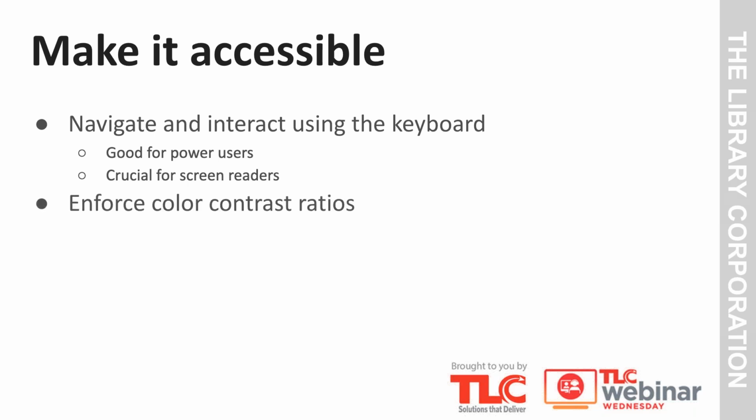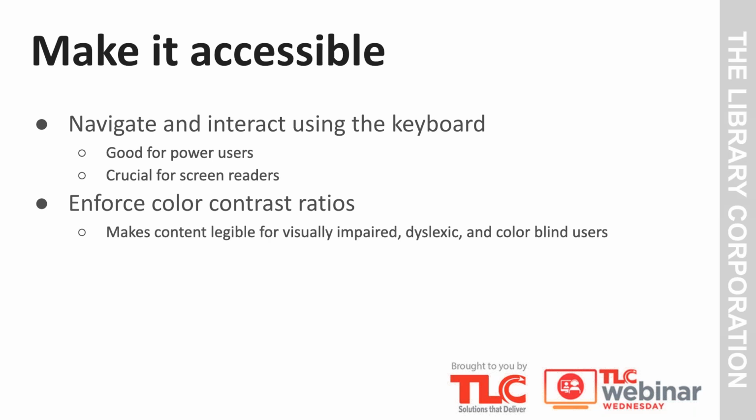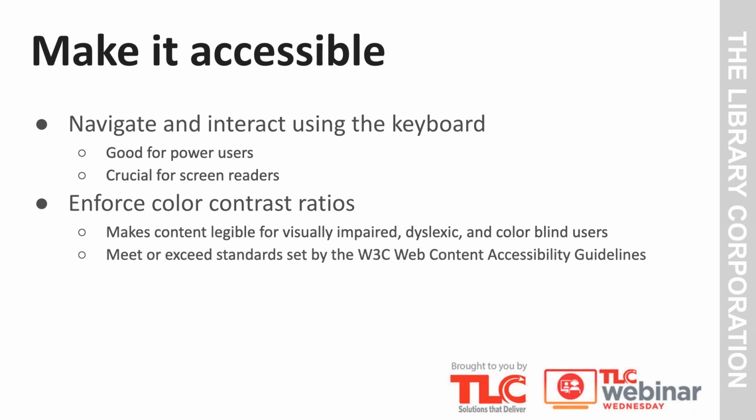Next, we want to enforce color contrast ratios so that all of our content is legible for visually impaired, dyslexic, and colorblind users. Our goal is to always meet or exceed the accessibility standards set by the W3C. And they actually have a compliance tool that we check whenever we put a foreground color on a background color to make sure that the ratio we're using meets their standard for accessibility.